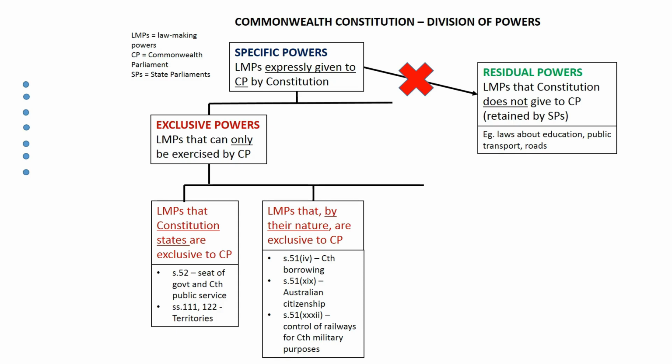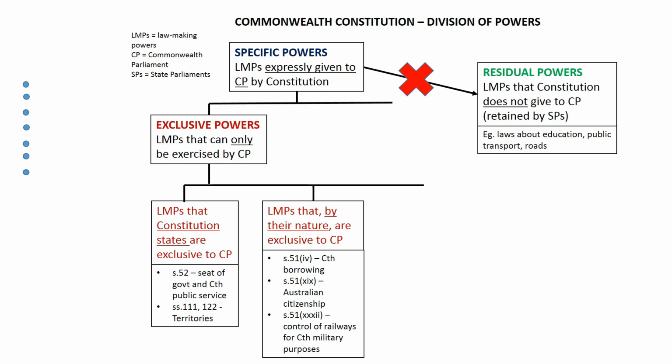And again, you can see from reading that clearly that power is one that can only be exercised by the Commonwealth Parliament, because the state parliaments have no business and no cause to make laws about the use by the Commonwealth of railways for military purposes.